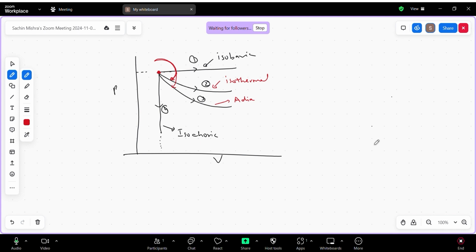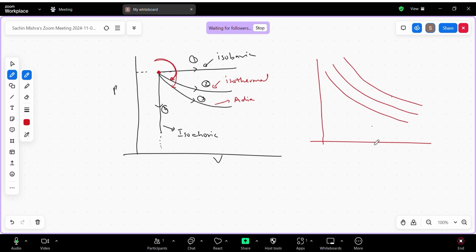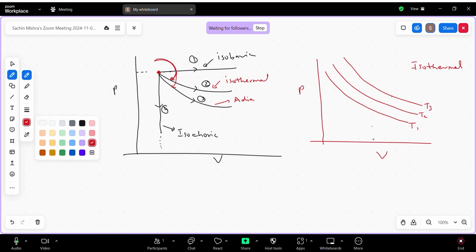If I give you curves like this, we have three curves and all three are isothermal. This is a PV curve and all are isothermal curves. Assume for this curve the temperature is T1, for this one T2, for this one T3. If I ask which has more temperature, T1, T2 or T3, arrange them in increasing order of temperature. So let's try how we solve this problem.